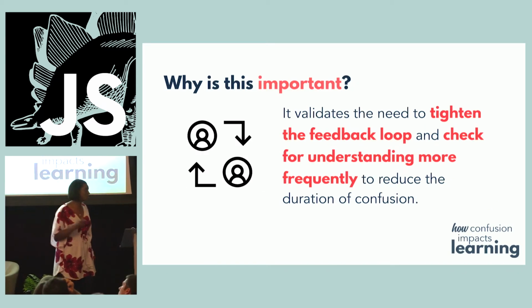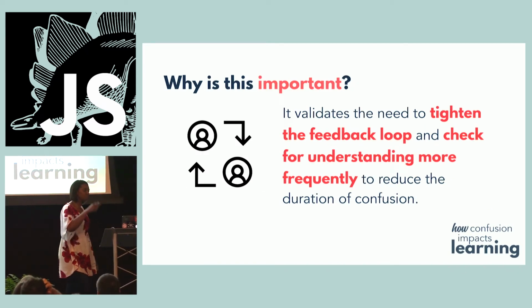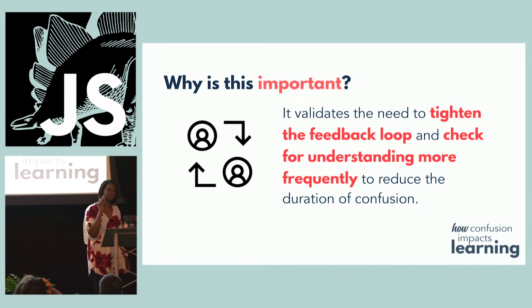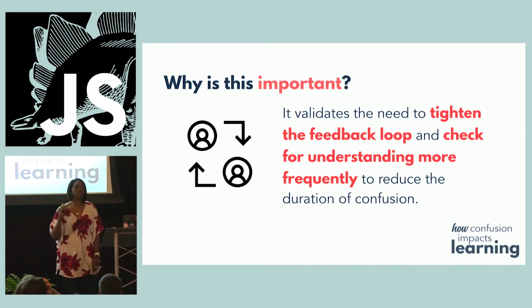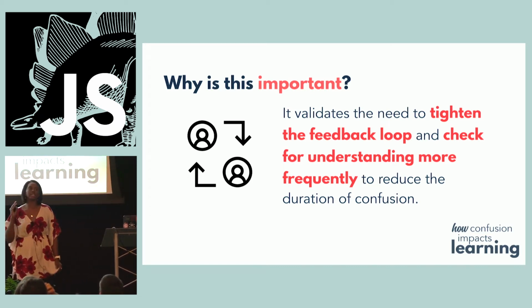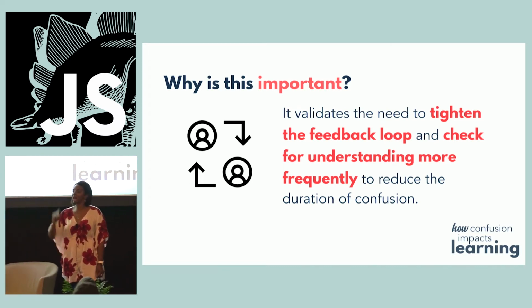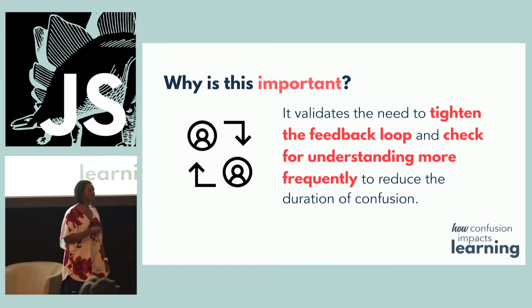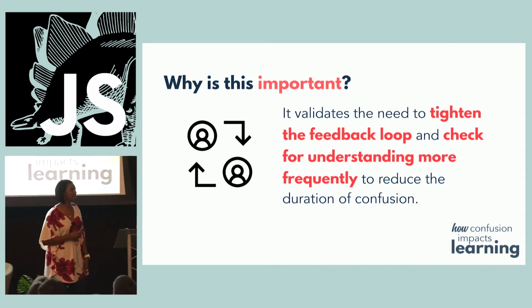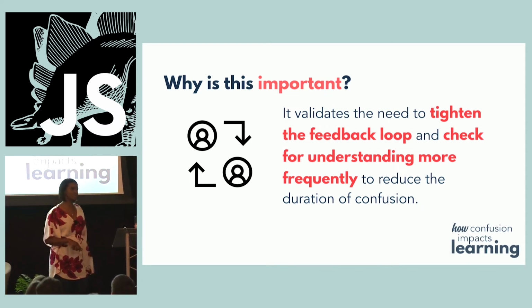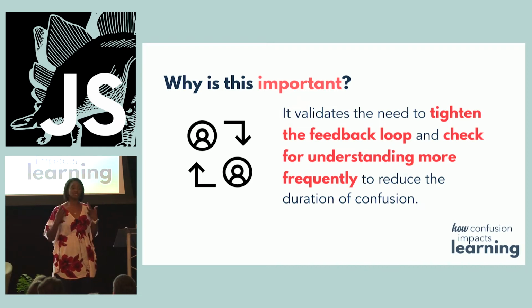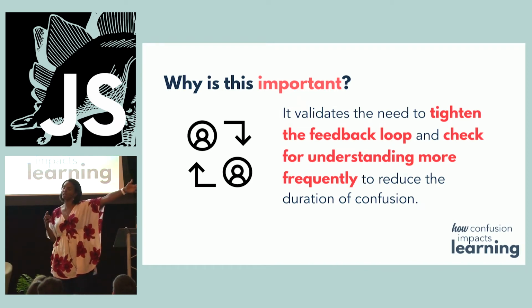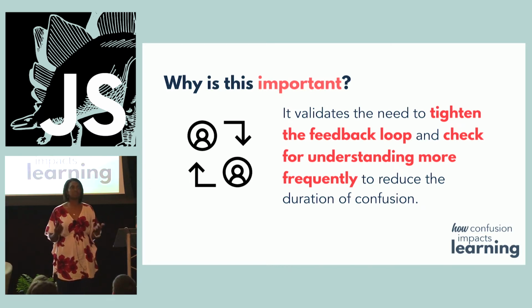So, why is this important? It validates the need to tighten the feedback loop and check for understanding more frequently to reduce the duration of confusion. The longer you are confused, the more irritated you get, and the more likely you are to not complete the task. You walk away. I've seen it in students. I've seen it in 4th graders. I've seen it in 40-year-olds. I've seen people in my class get so overwhelmed and frustrated, they decide to go get coffee. I'm like, now? It's because they were frustrated and they couldn't keep up.